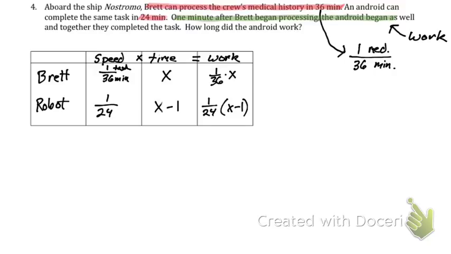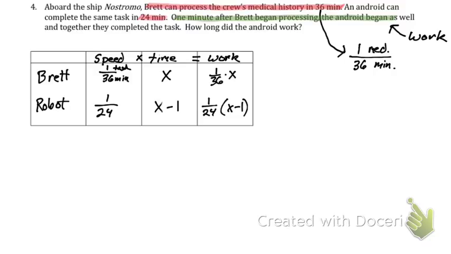Now here's where I have to reread the question. They said they completed the task. So the task must mean they completed one medical record. Make sure you read that part, because I can say, how long did it take them to do 2 of them? How long did it take to do 3 of them? Or how long did it take to paint 4 houses, or whatever it is. This one just says one task.